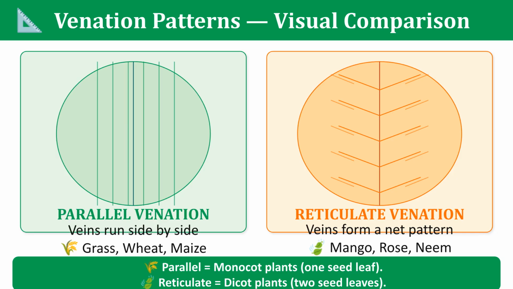Let's compare both types together. Imagine drawing straight lines on paper. That's similar to parallel venation. Now imagine drawing a web like Spider-Man, that's reticulate venation. Most long and narrow leaves usually have parallel venation. Broad leaves usually show reticulate venation. A fun fact: scientists also connect these patterns with plant groups. Parallel venation is common in monocots, while reticulate venation is common in dicots. Can you think of one plant from your garden that has broad leaves? Check its veins later and see if they form a net.